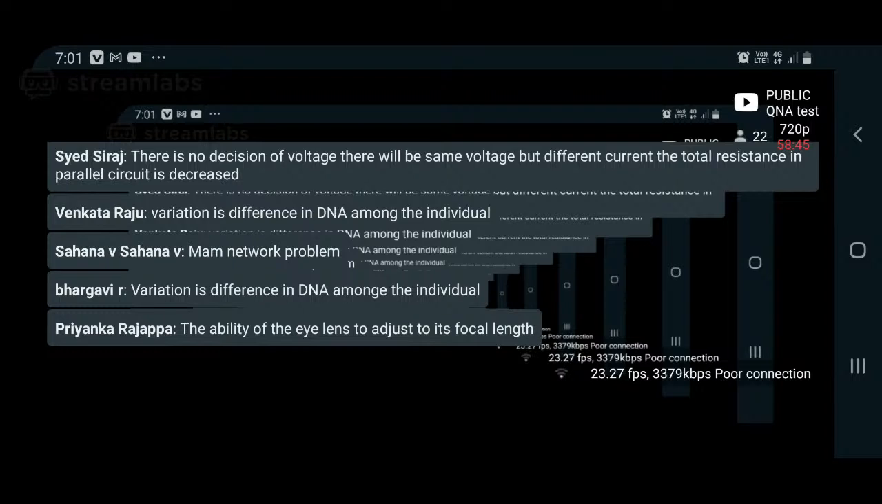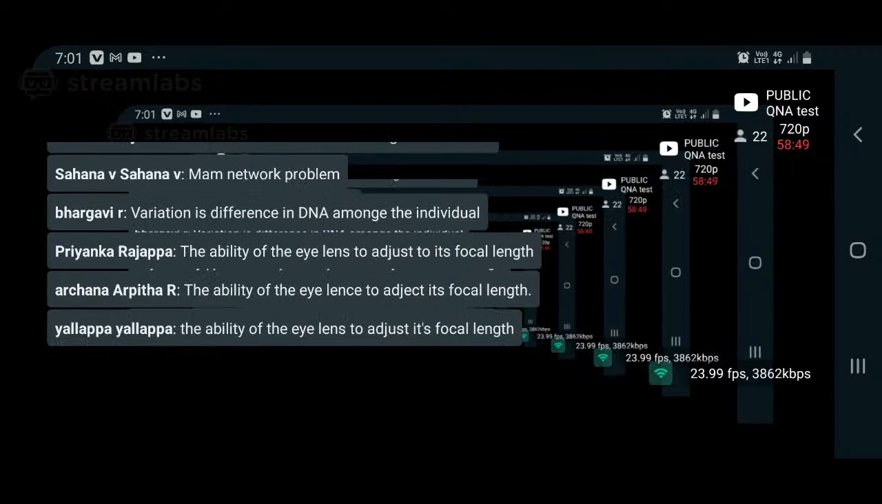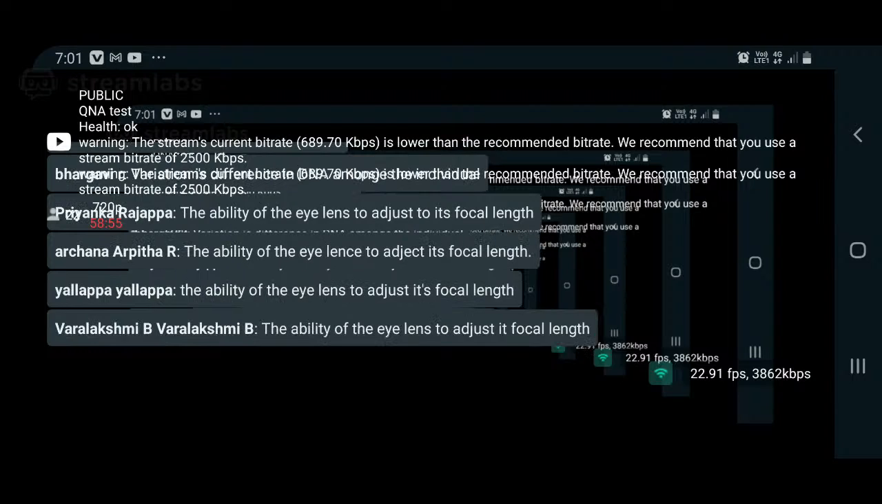Yes, Priyanka. Previously she answered and now too she is the first to answer. That is, the ability of the eye lens to adjust its focal length is called accommodation of the eye. Very good, Priyanka. Yes, now Arpita, Varalakshmi. Answered perfectly. Yellappa also answered perfectly.